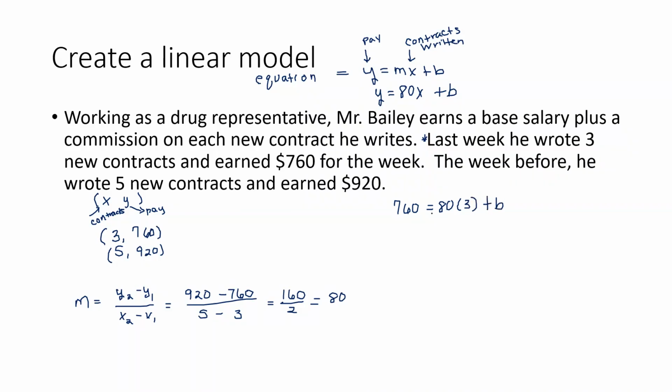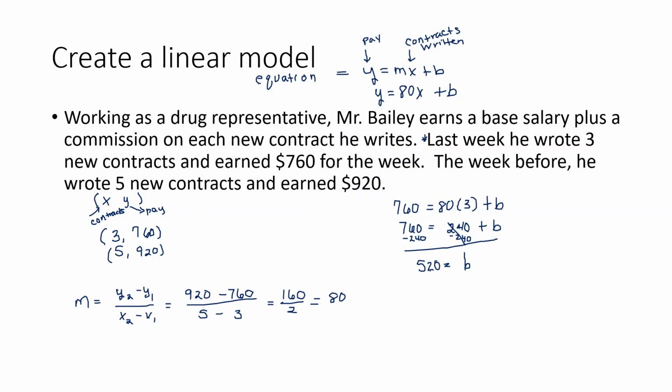So first I just do the math that I've written, so 760 equals 240 plus b. And then I'll subtract the 240 from both sides. And I'll get that b is equal to 520.